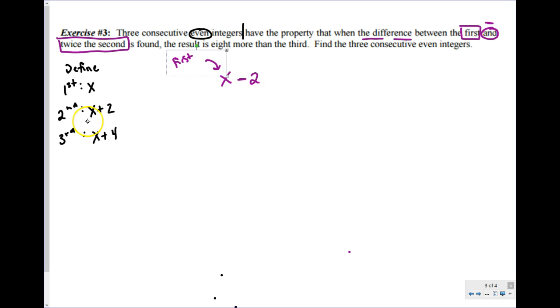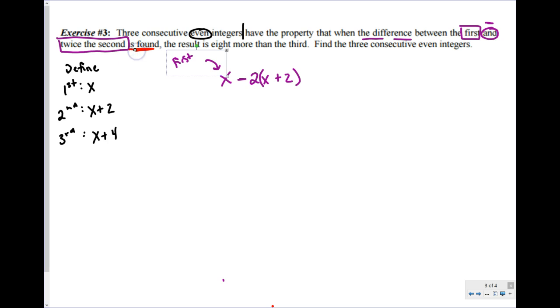Now the second is this x plus 2. So I'm not going to do this, because that's only twice x. I need to put parentheses and say that it's twice the whole thing. Okay, that's a tricky part about this example. It's twice the entire second integer, which is x plus 2, so we have to use a grouping symbol to group that. Okay? Let's keep translating.